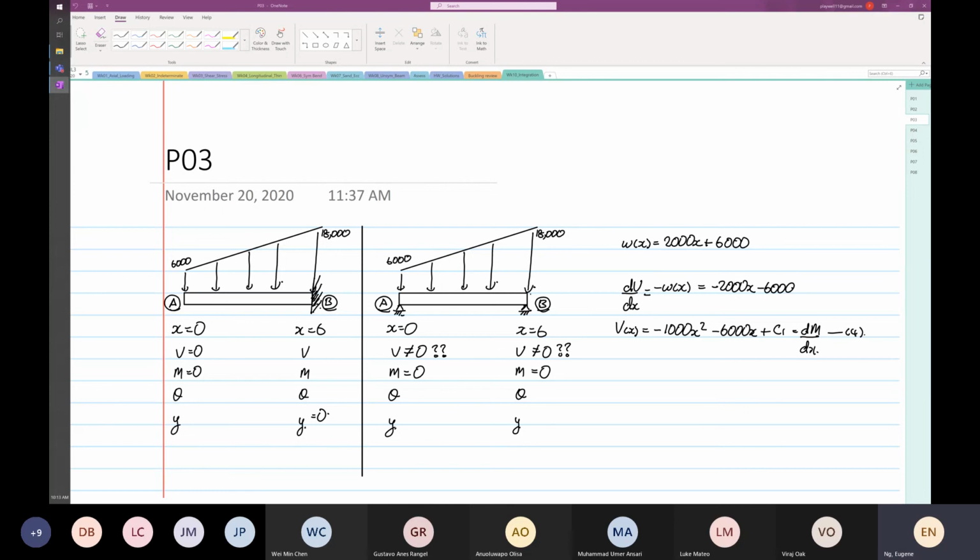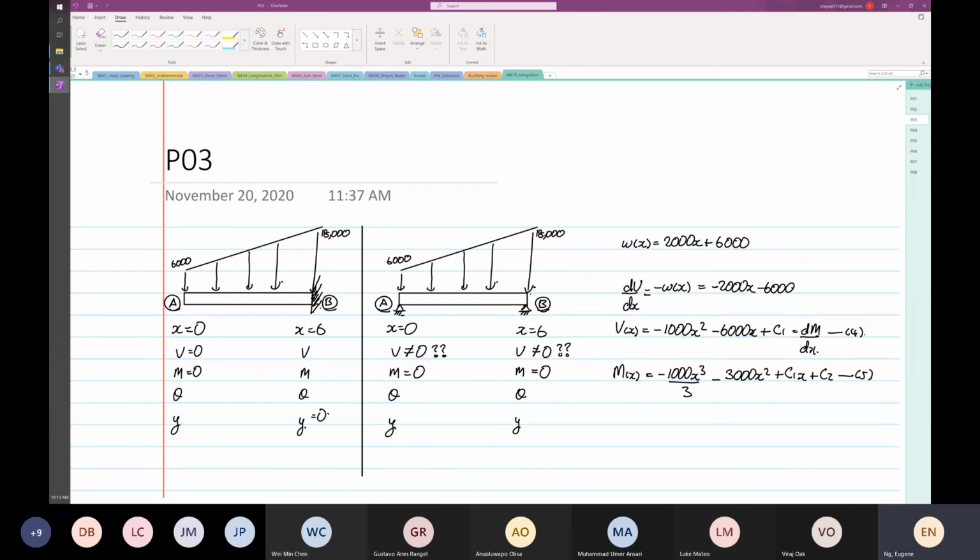The thing now is this: you have to trust the math. I know it's not easy to trust the math. It took me a long time to trust the math, but I want to tell you this: trust the math. Now we have V, we integrate again. Now we have M as a function of x, which is minus 1000x cubed over 3 minus 3000x squared plus C1x plus C2, equation number 5.